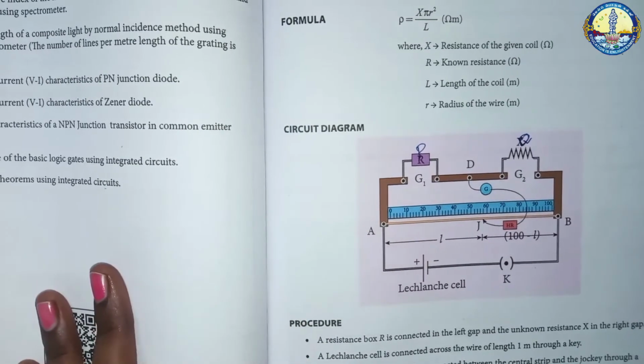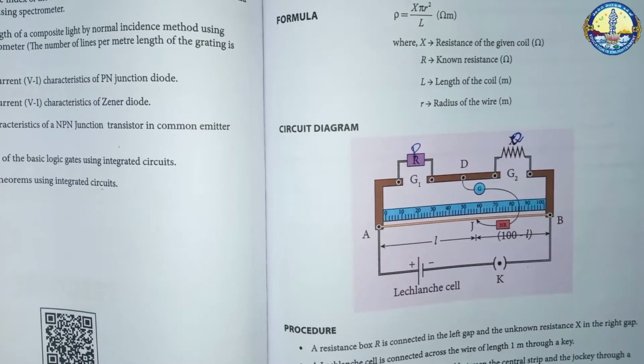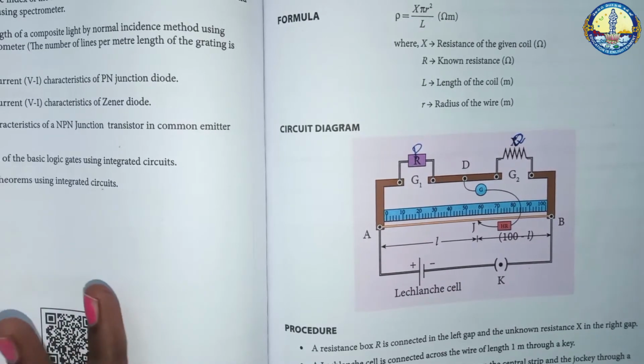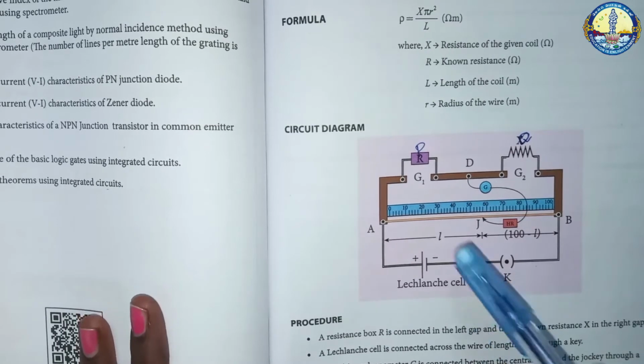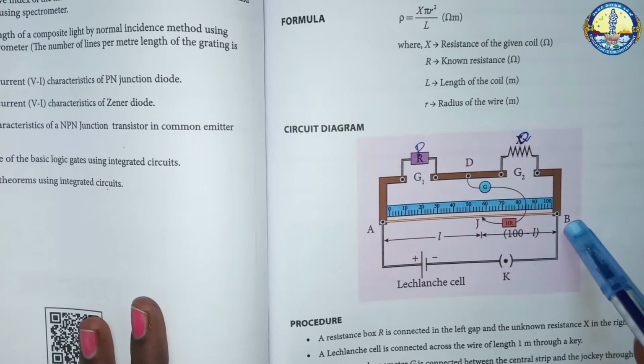Now we are going to see the topic, meter bridge. A meter bridge is another form of Wheatstone bridge. It consists of a uniform manganin wire, that is from A to B, of 1 meter length.